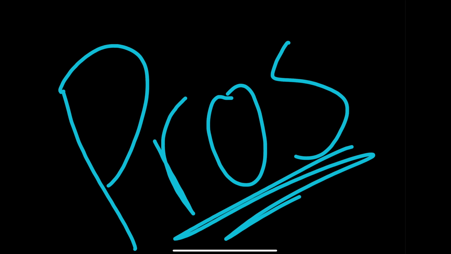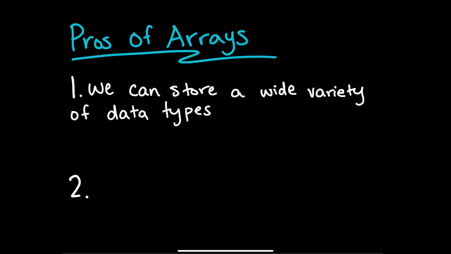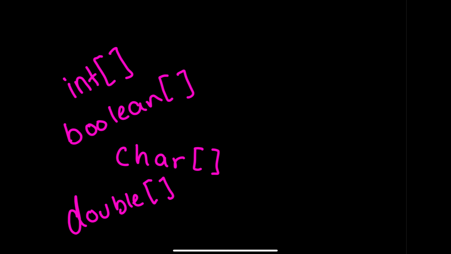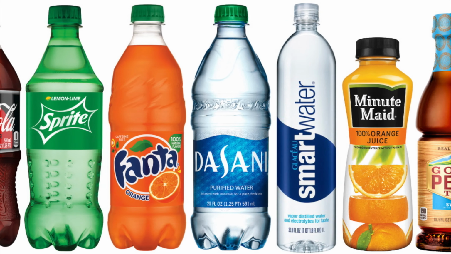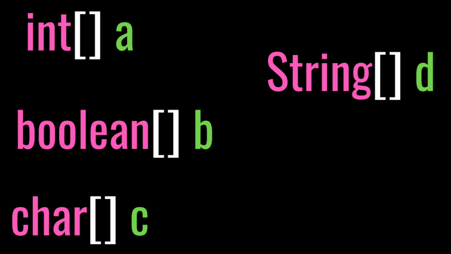So, what are the pros of arrays? There are two pretty big ones. The first one is that we can store a wide variety of data types in an array, spanning from primitive types all the way to objects. Although an array can only hold a single type of data, we're not really limited by that type. We can have a primitive int array, boolean array, char array, and even string arrays, and if I made a truck object, a truck array.